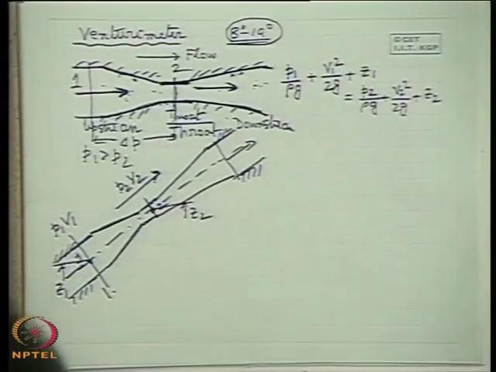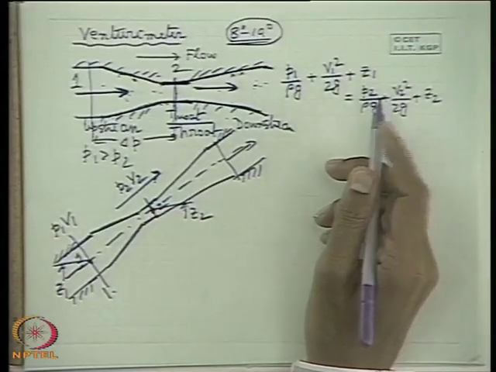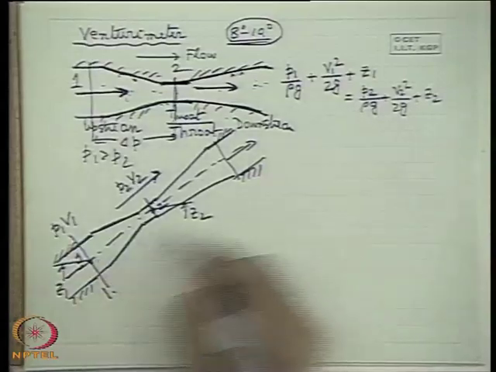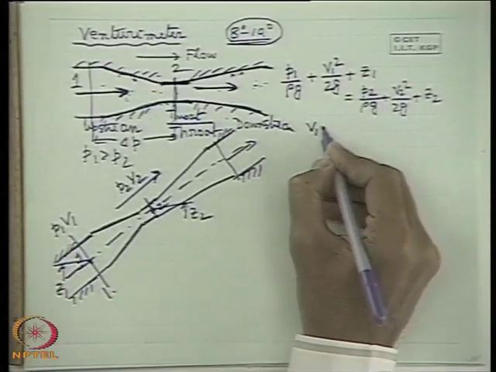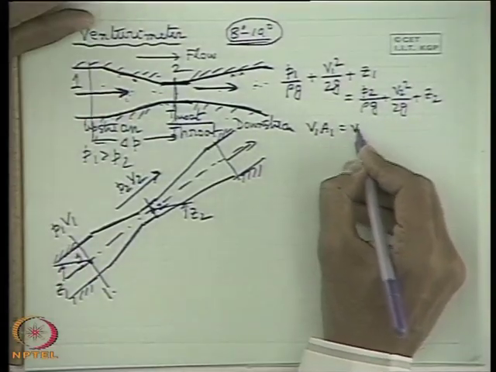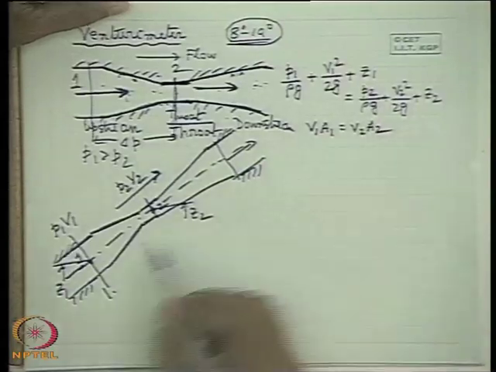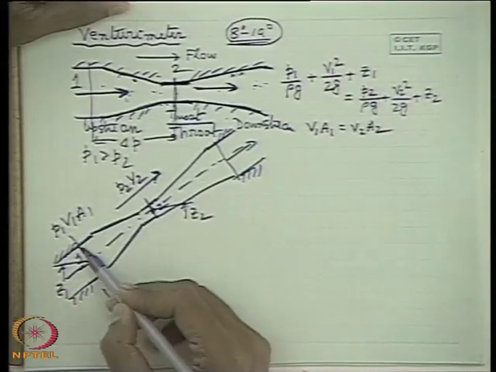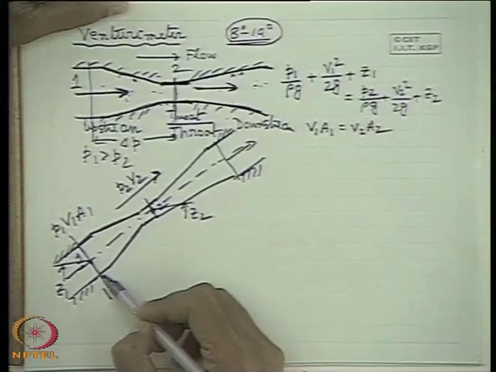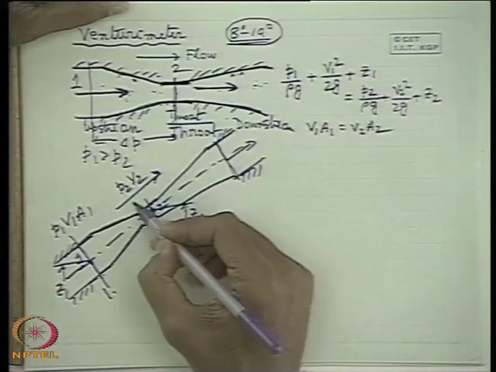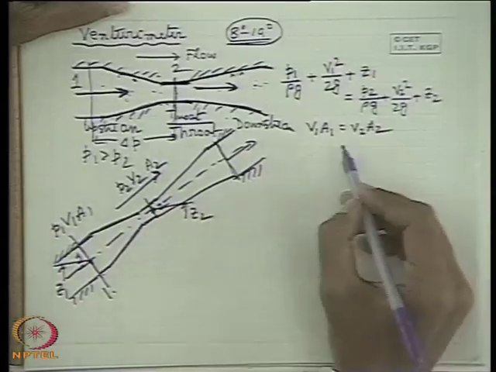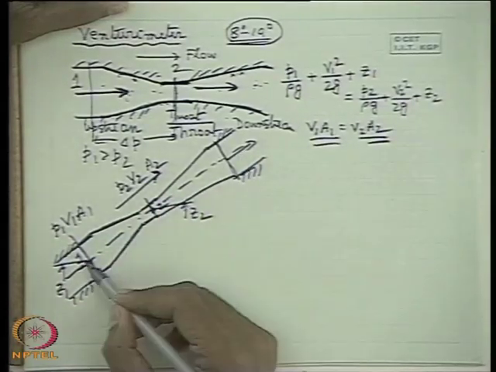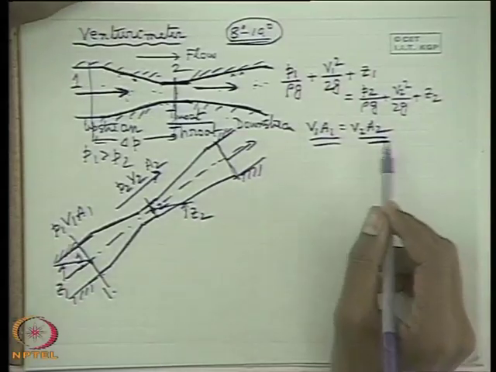Now after this, V1 and V2 may be connected through the continuity equation. Let us write that V1 A1 is equal to V2 A2. Here the area A1 is the area of the pipe, which matches the base diameter of the venturimeter. But the throat area of the venturimeter is A2. It's very simple, V1 A1 is V2 A2. It is from continuity. Under steady state, the same flow rate passes through all sections.